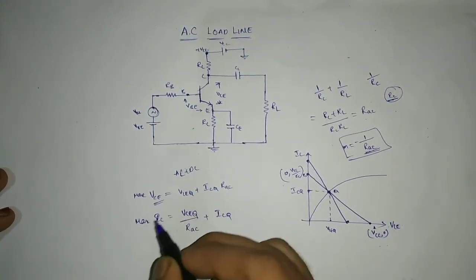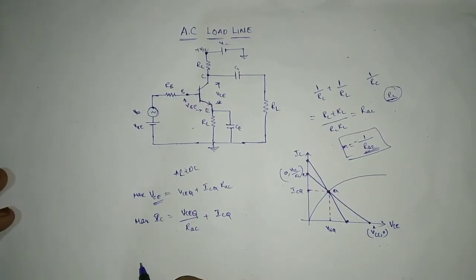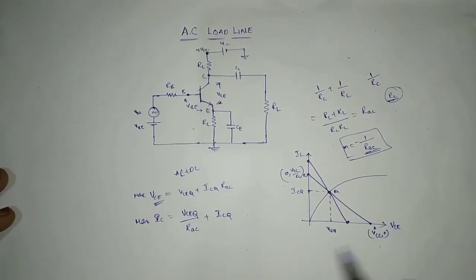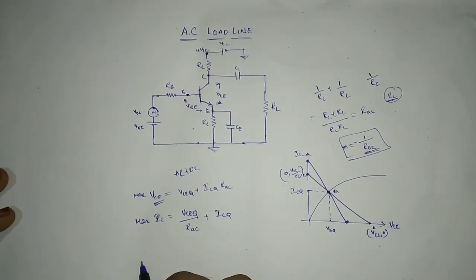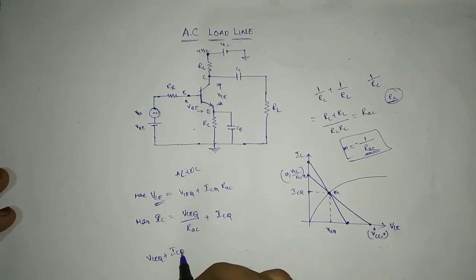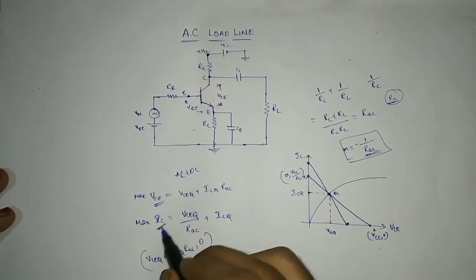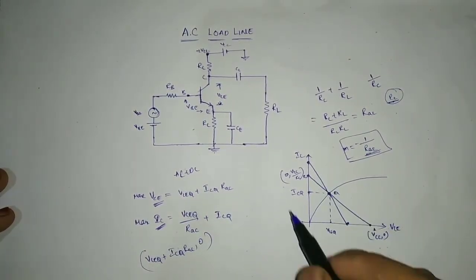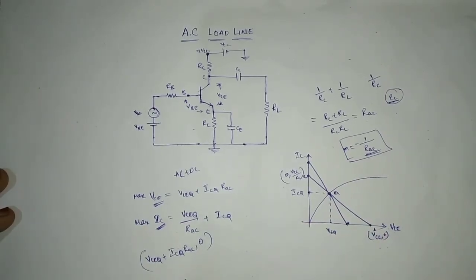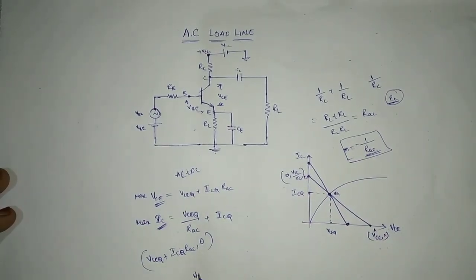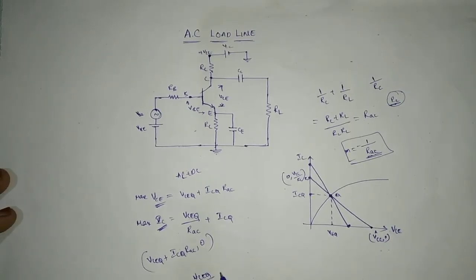This is the maximum VCE. So at the maximum VCE, IC will be 0. So one point we have got as VCEQ plus ICQ RAC comma 0. This is the one point, and the other point is max IC, which will occur at VCE equal to 0. So 0 comma VCEQ by RAC plus ICQ. This is the other point.